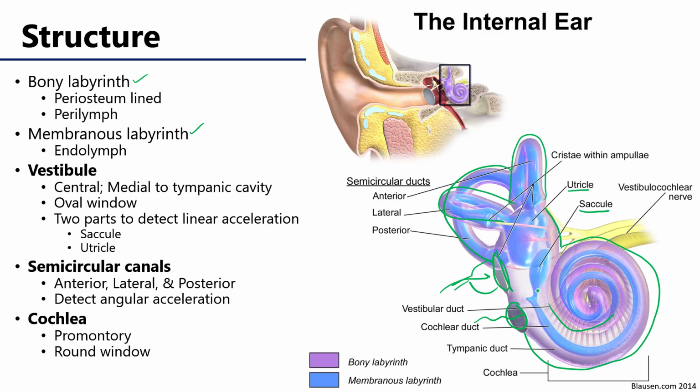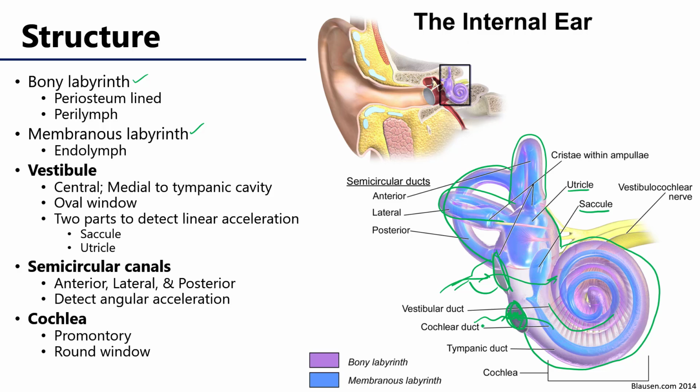And because fluid is incompressible, we also have, in addition to the oval window, a round window that has a secondary tympanic membrane on it that is going to vibrate to accommodate the expansion of the perilymph throughout the cochlea. So this is the very basics of the inner ear.